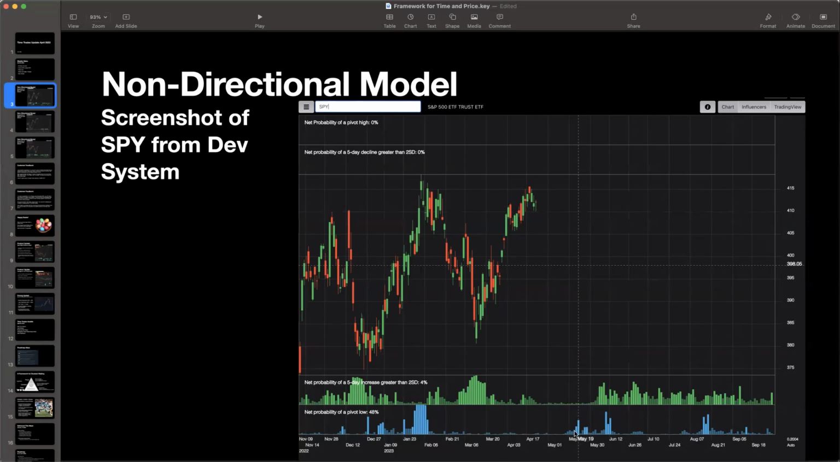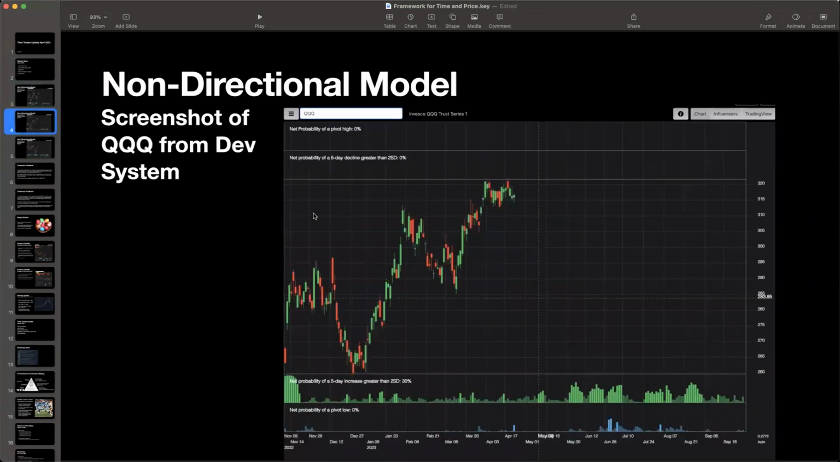So we're seeing potential for a pivot. I'm assuming it's going to be a pivot low. We don't know, but I think when all things are considered, it's most likely to be a pivot low on May 19th, right when those Gann Fans cross. And here's the similar non-directional model for the Qs.